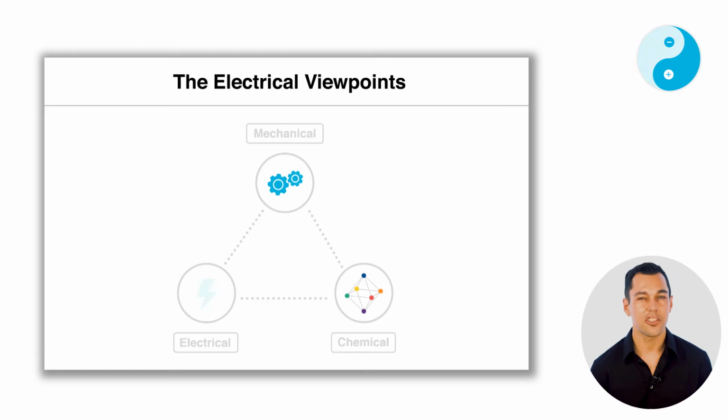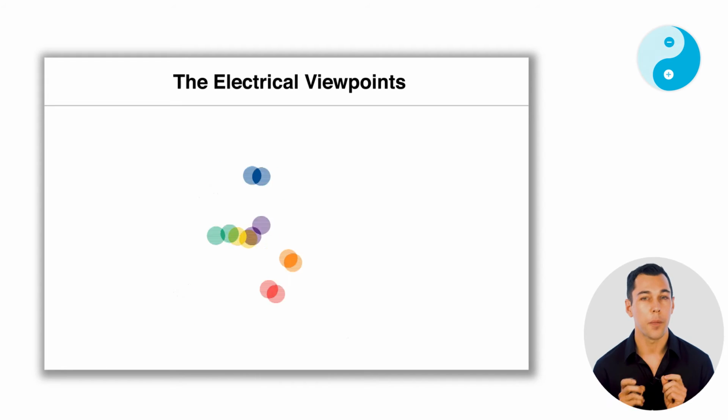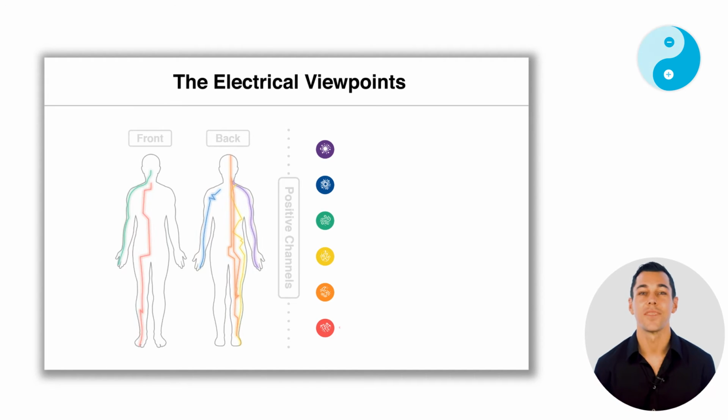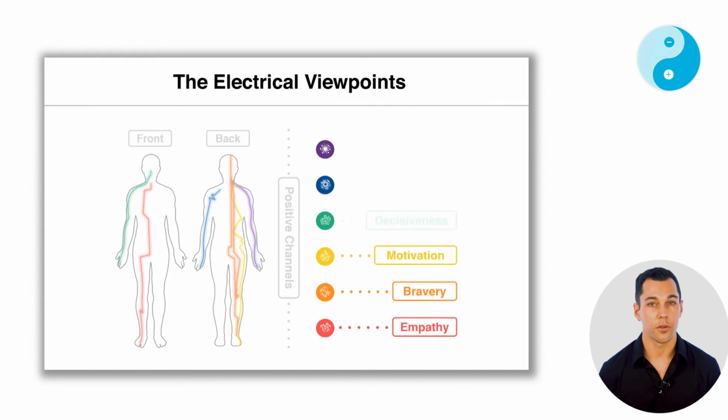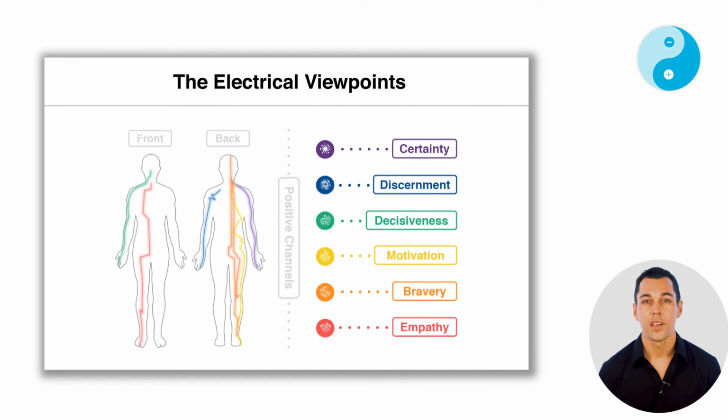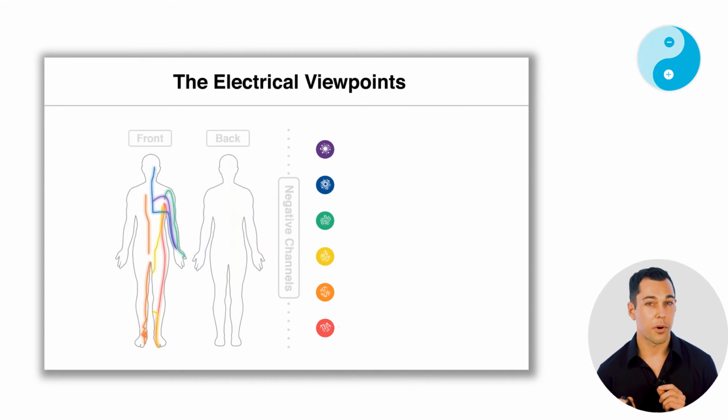Next, when it comes to the electrical aspect of the body, the positive channels generally flow on the posterior and lateral sides of the body, meaning the back and the sides. Because these electrical channels generate emotions, some examples of the emotions generated from these positive channels are empathy, bravery, motivation, decisiveness, discernment, and certainty. It's not only the positive channels that have positive emotions, but in fact, the negative channels have positive emotions as well.